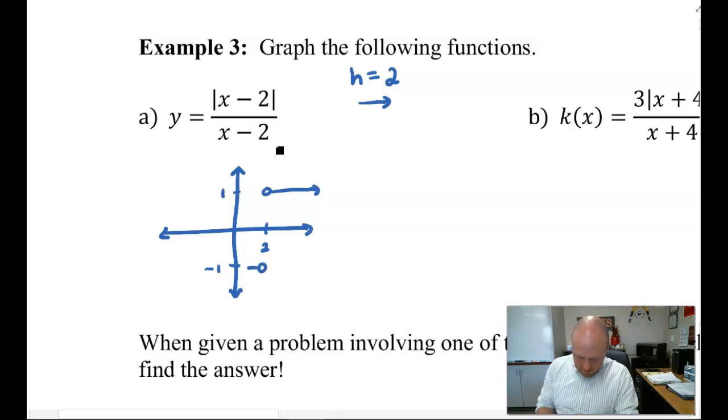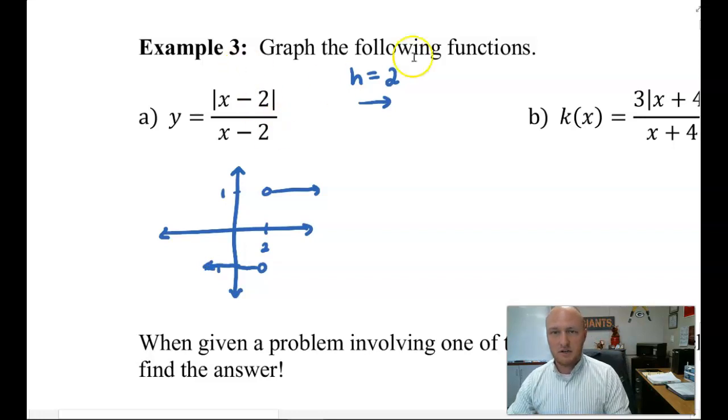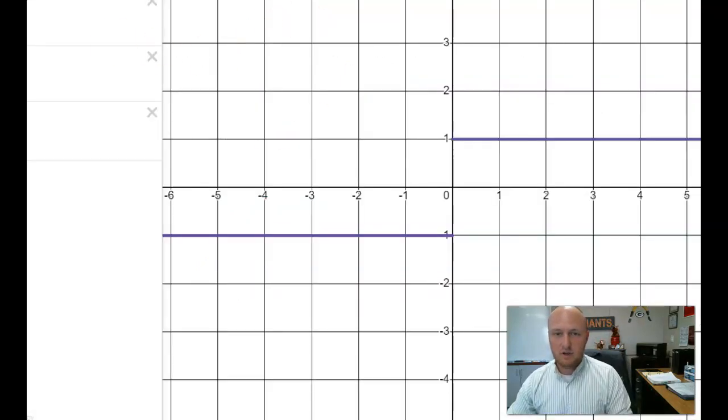And then on the other side of 2, I'm going to go to the left. There's that graph. Don't believe me? Here we go. I'm going to turn it on Desmos. And there it is. Okay, so just notice that's the same graph shifted to the right too.